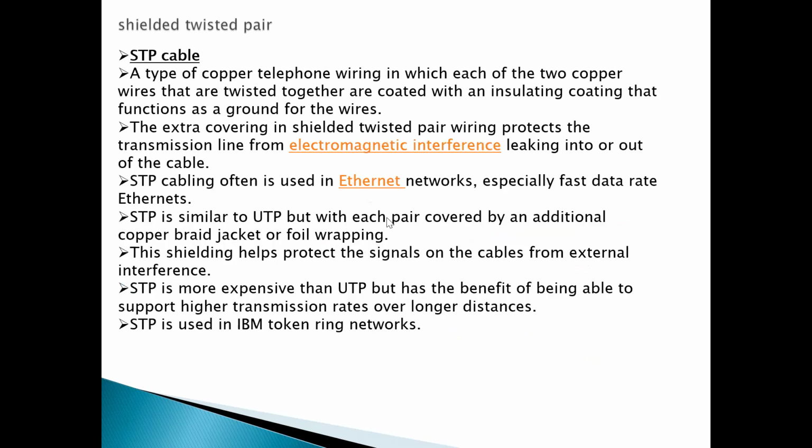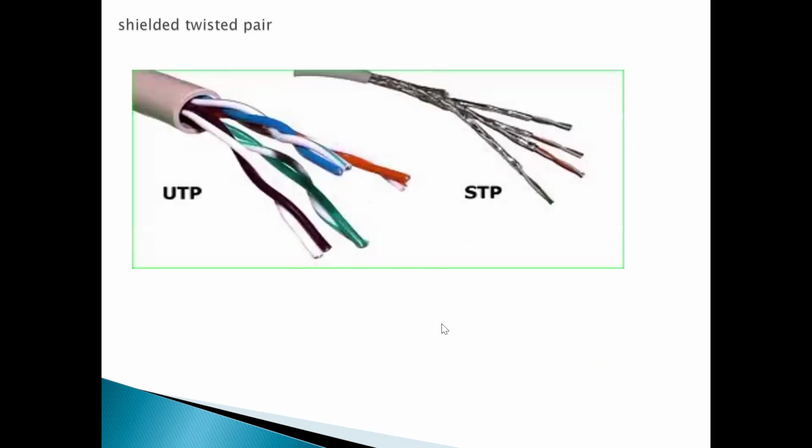Now STP cable. This is STP cable. It has a third layer. This is UTP. This is the copper conductor covered by this one, and all these cables are covered by this one. STP has three layers: one is the copper conductor, this one, and this one. That is why it becomes thicker than UTP.